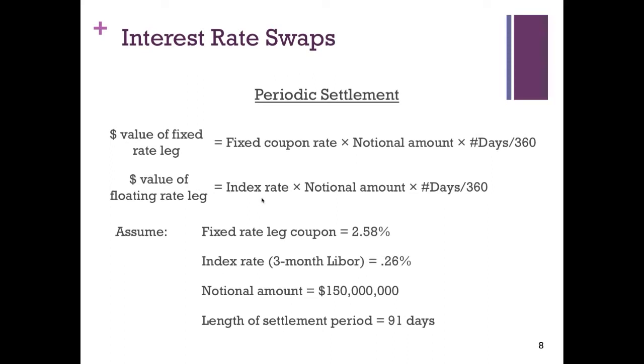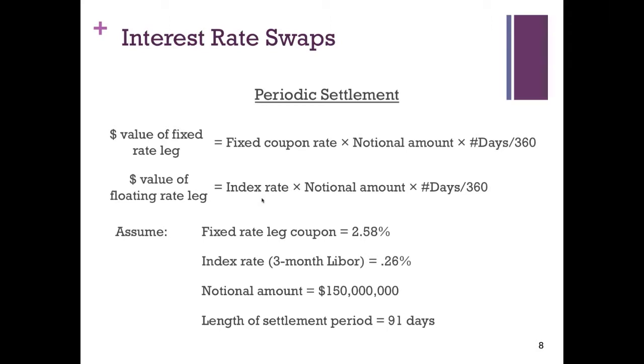So what's assumed is shown at the bottom of slide number 8. You see again a reprise of the fixed rate leg coupon rate of 2.58%. I was assuming an index rate, 3-month LIBOR, of 0.26%. I put this exhibit together a year and a half ago, which is why LIBOR is a bit below where it is currently. Probably currently it's closer to 75 basis points. I'm assuming a notional value of 150 million.